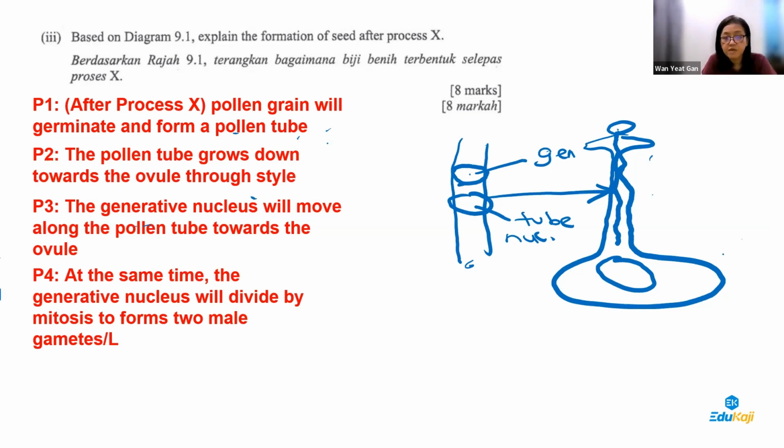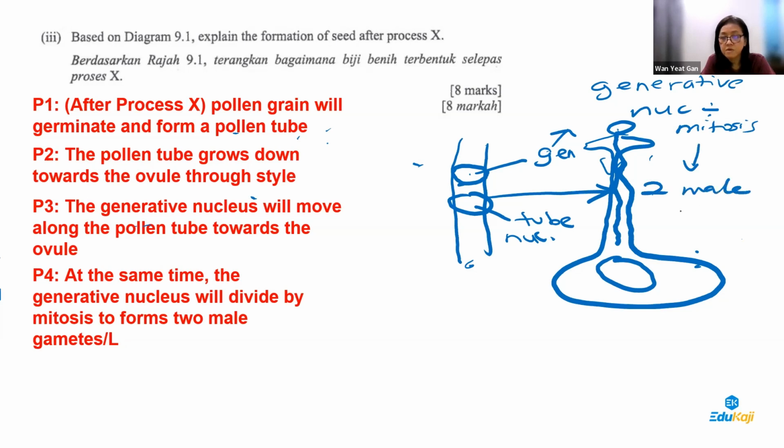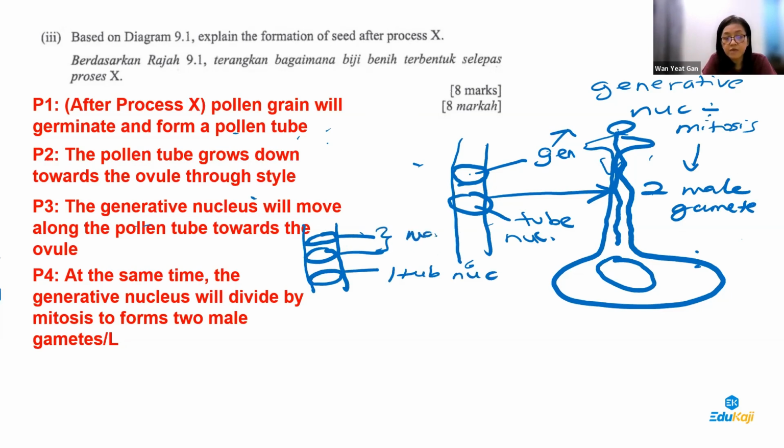At the same time, the generative nucleus will divide by mitosis. So you must say that this generative nucleus will divide by mitosis to form two male gametes. So now you have three nuclei moving towards the micropyle: one is the tube nucleus and two are male gametes. The two male gametes follow behind the tube nucleus, because the generative nucleus divides by mitosis to produce these two male gametes.